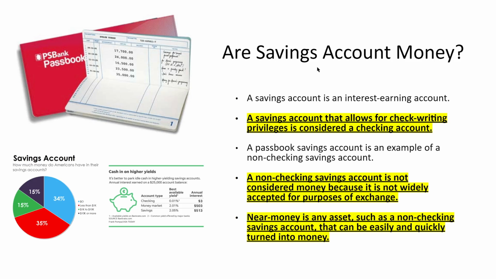And then we have to ask ourselves a question, which is, are savings accounts money? A savings account is an interest earning account, meaning I put my money in the bank, not in my checking account, but in a savings account, and I can earn interest on it. Now how much interest you earn is extremely small, 0.01%. A savings account that allows for check writing privileges is considered to be a checking account.